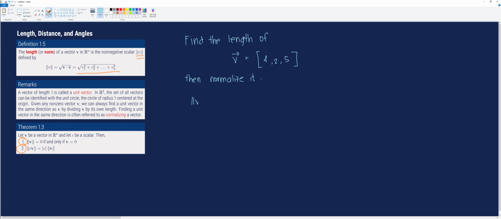The length of the vector v is equal to the square root of 4 squared plus 2 squared plus 5 squared, which is equivalent to 16 plus 4 plus 25. Adding all these components here, this is equivalent to the square root of 45, which is equivalent to 3 square root of 5, or about 6.71.